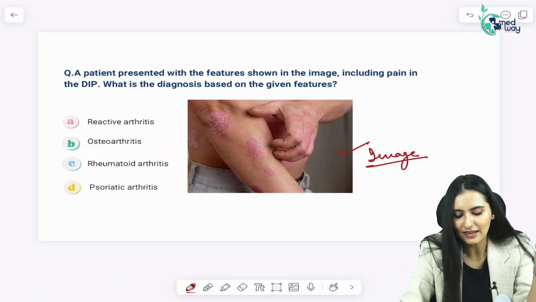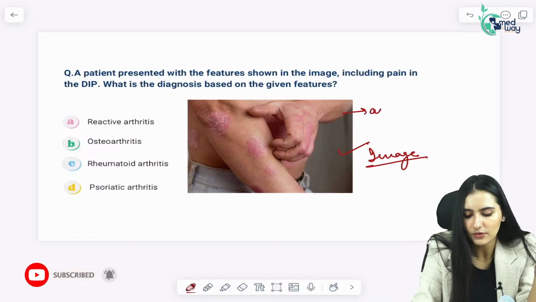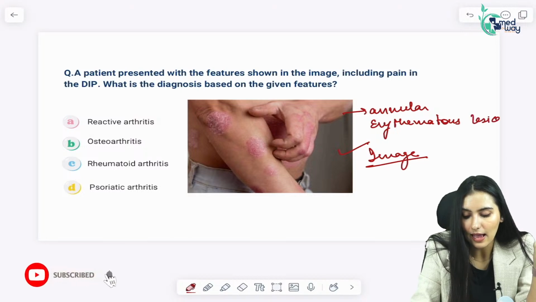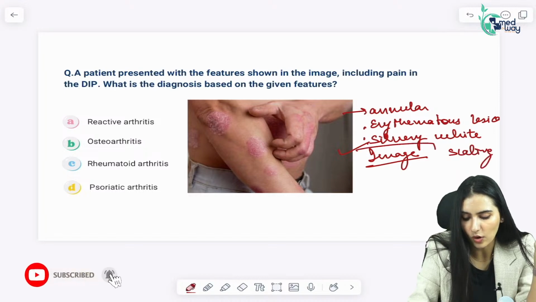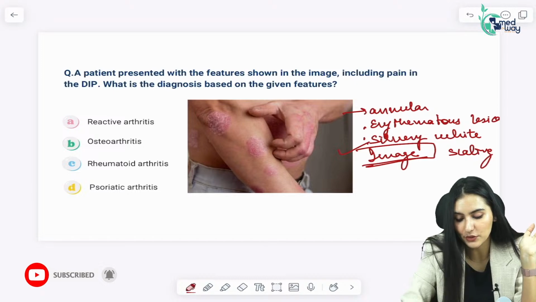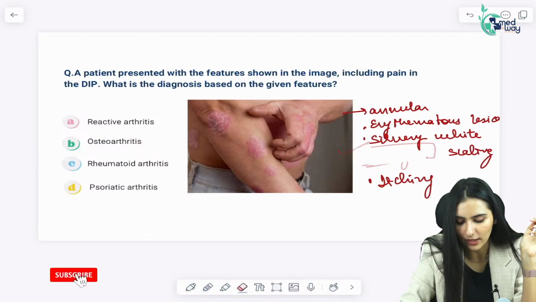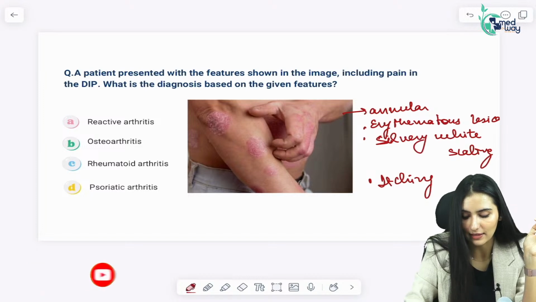And they'll be like, how do these lesions look? These are annular lesions. These are erythematous lesions. And these lesions have silvery white scaling. What am I describing here? What does it look like? And the person is itching. So you tell me, what does it look like? It looks like psoriasis.